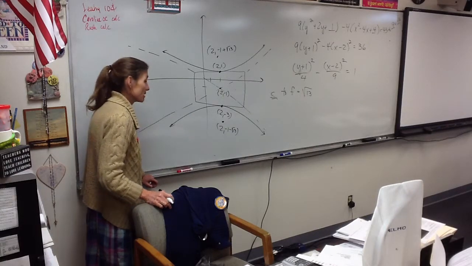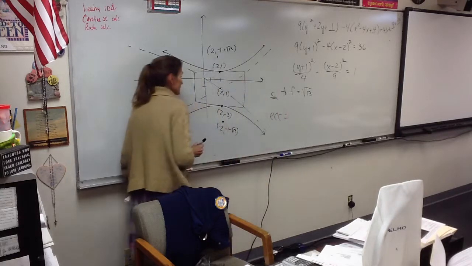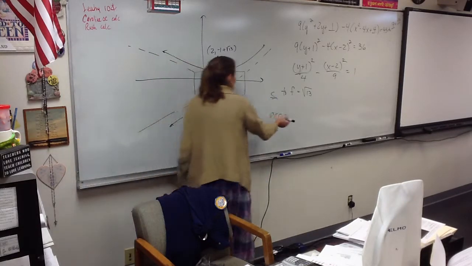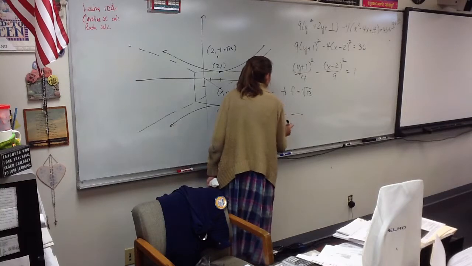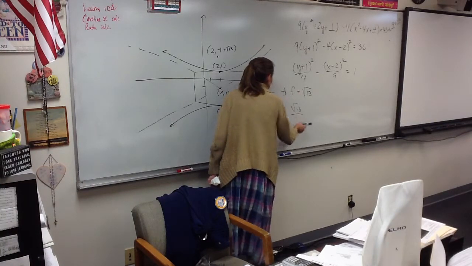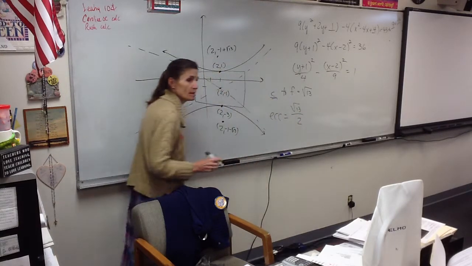Now we need our eccentricity. Our eccentricity for this hyperbola would be a fraction. What goes on the top? Root 13, the distance from center to focus. And what goes on the bottom? Center to vertex, which would be 2.